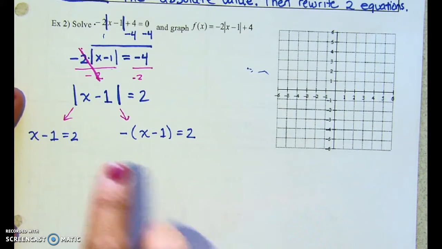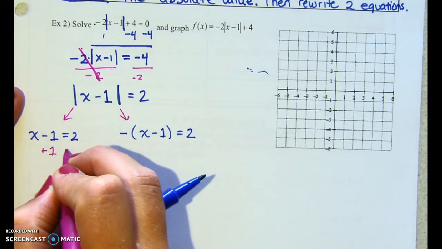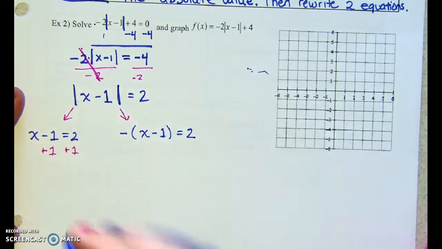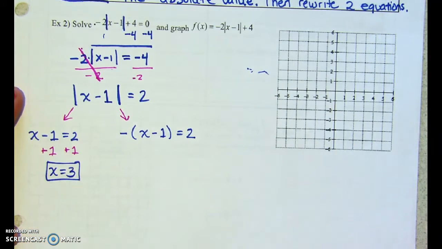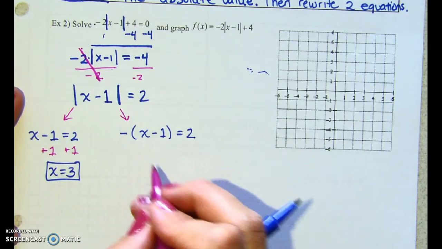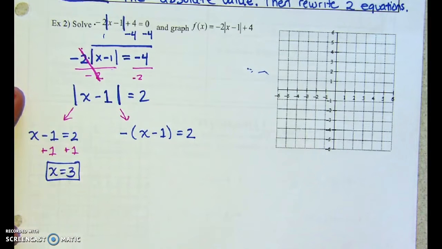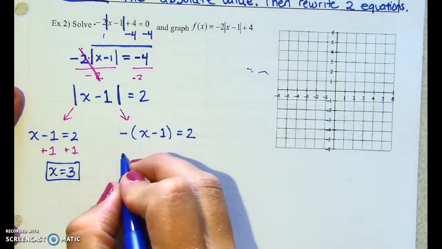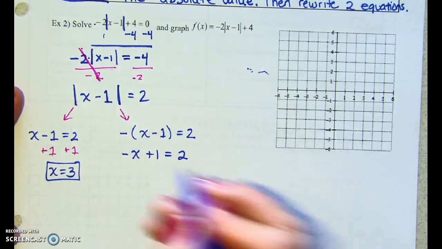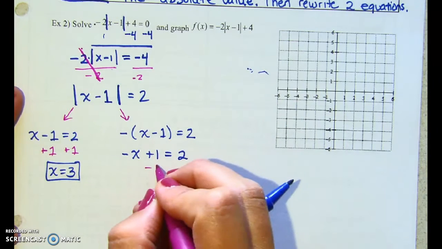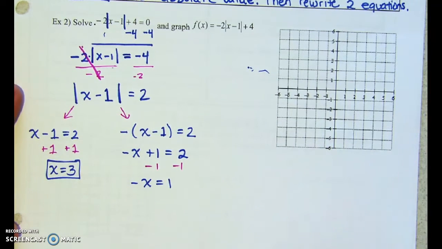Ready? Get set. Solve both equations. How do we solve this one? Add 1, and we have x equals the number 3. What do we do here? Oh, we have some work. I'm just going to go old school. I'm going to distribute that negative. So the negative is going to be negative x plus 1 equals 2. Subtract the 1. Negative x equals 1. How do I get rid of that negative in front?